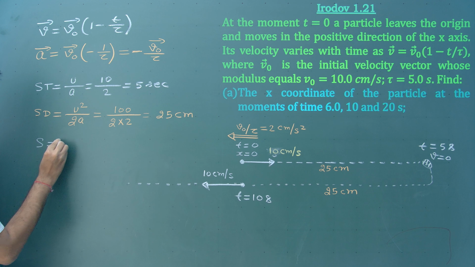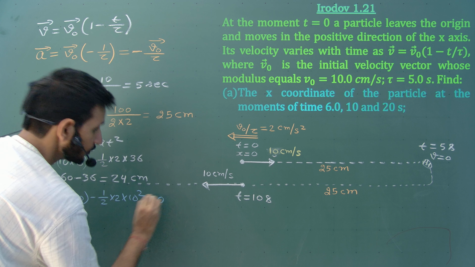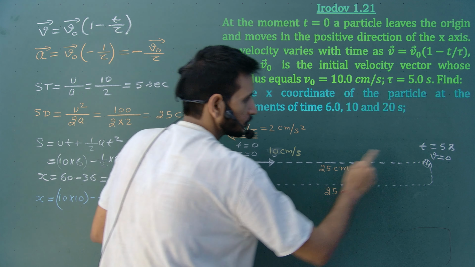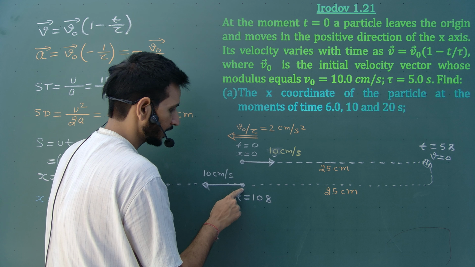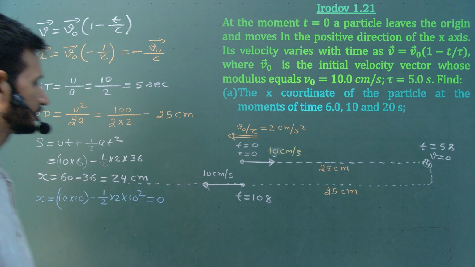Similarly, for 10 second, we put t as 10. So x at 10 second is 10 into 10 minus 1 by 2 into 2 into 10 square. So this is 0. Now we already know that in 5 second it had to go forward and in 5 second it had to go backward. So at 10 second its position is again x equal to 0. Our calculation also shows that at t equal to 10 second x is 0. What is the value at t equal to 20 second?